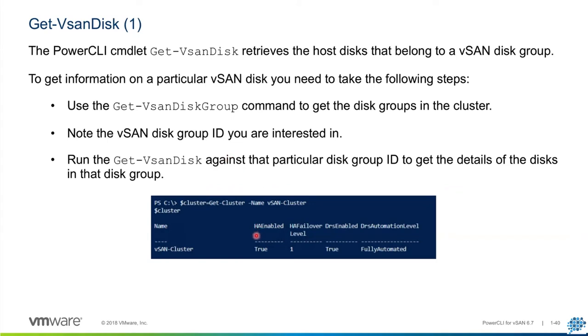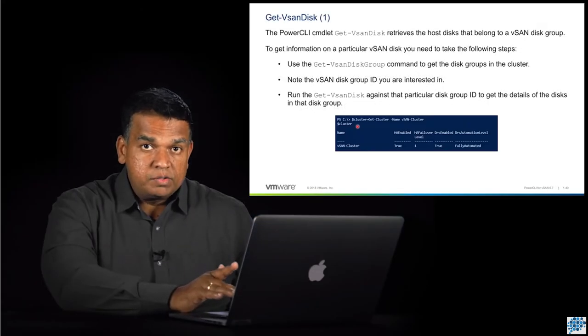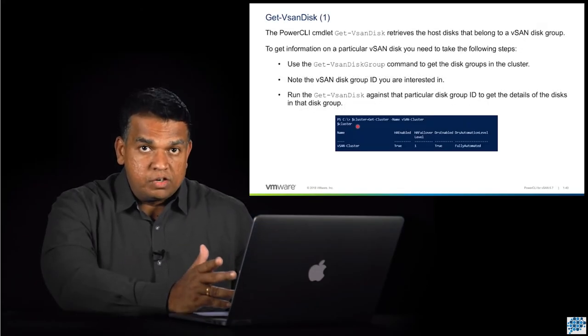Before we can start doing that in the coming slides, first we have to get the cluster information itself, which is pretty much common in all our exercises. So we run Get-Cluster with the name of the vSAN cluster, and I'm storing it in a variable called $cluster. This is basically my reference point, which contains the cluster object.